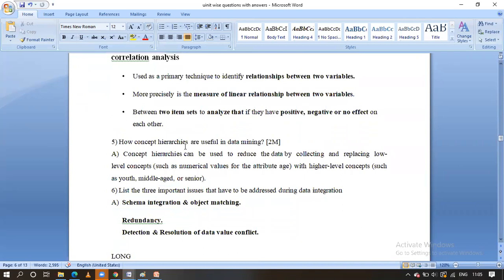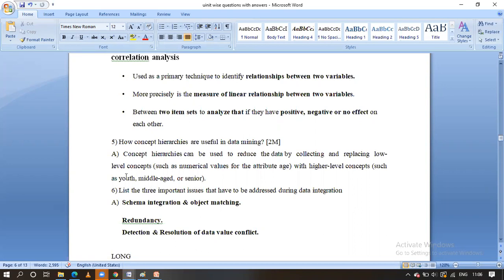The next concept is concept hierarchy. This is also a question that is asked in the second unit, guys. We already discussed this one. Concept hierarchy means we replace low level concepts with high level concepts. Low level concepts are, for example, age, which will be replaced by higher level concepts like youth, middle age and seniors. Youth will have some age range, middle age will have its range, and seniors will have theirs.